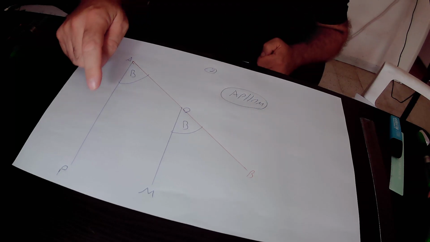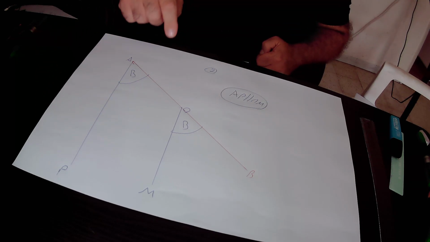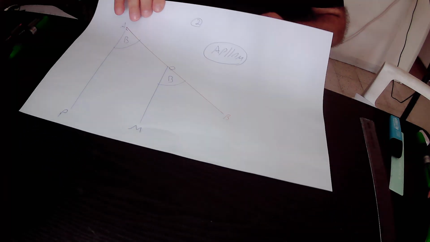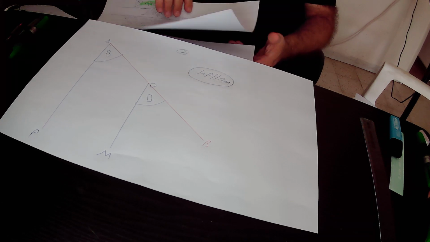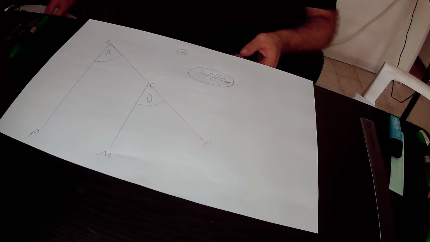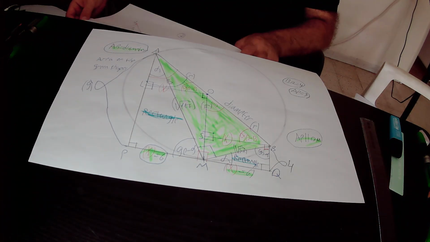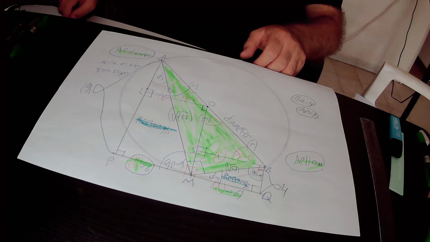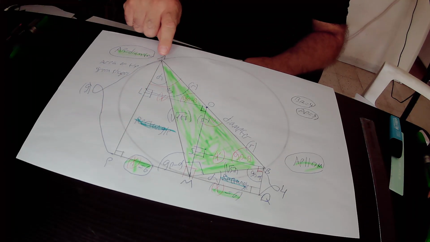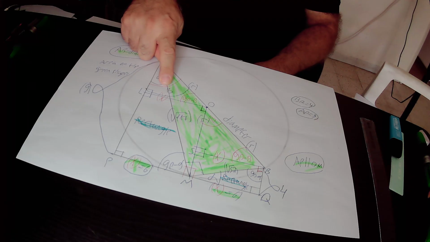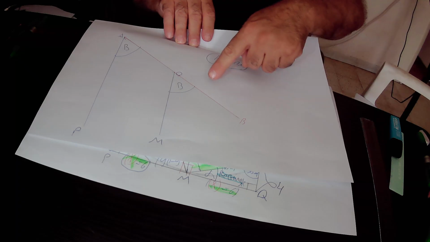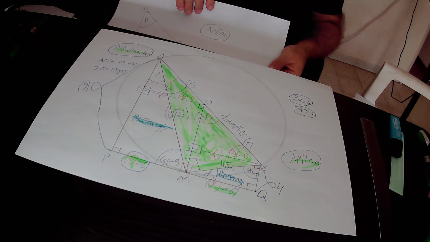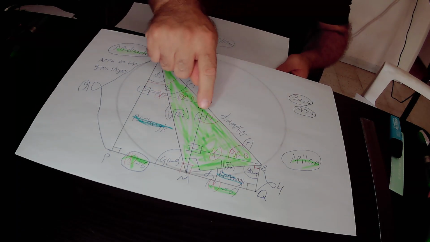So we found out that angle PAO is equal to beta. And I also found out that angle MOB also equals beta. This is angle MOB, and this is also equal to beta.